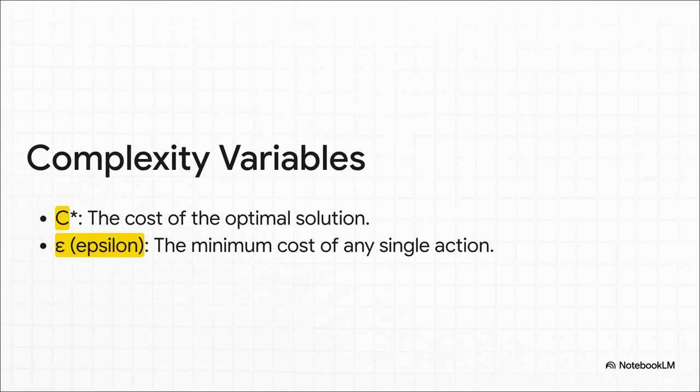Just to quickly demystify those variables for you, C* is just the fancy name for the cost of the best solution, and epsilon is just the smallest possible cost for any single step you can take. So all that formula is saying is that the runtime depends on the ratio between the final answer's cost and the cost of the tiniest steps. If your best path is super expensive and your steps are super cheap, well, UCS might have to explore a truly enormous number of nodes to find it.